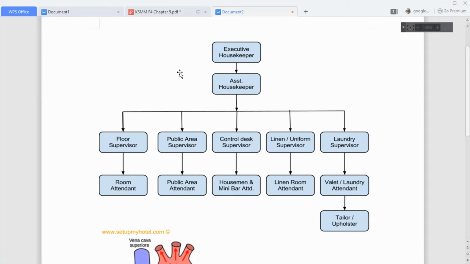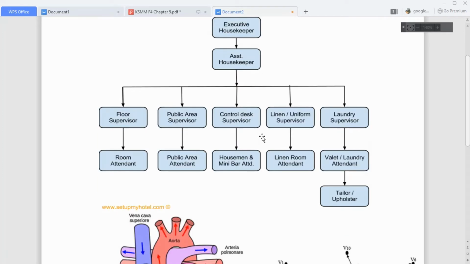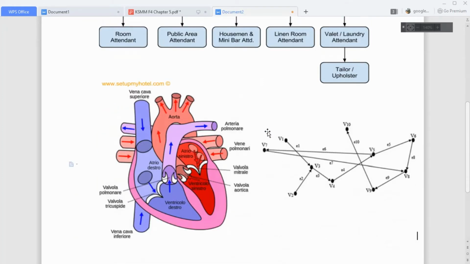Okay, so this is an example of directed graph. You are given the direction. Okay, so we have arrows here. We have these arrows, which means this is a directed graph. Okay, another example will be blood circulatory system.